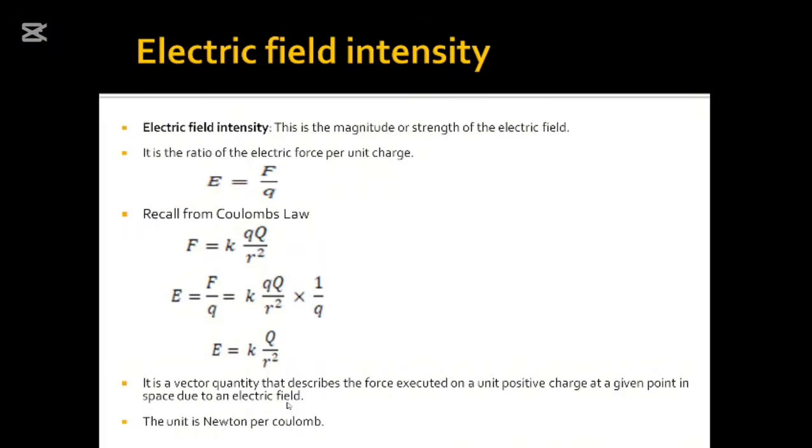So when you say distance per time, it means distance over time. When you say force per unit charge, that means force divided by charge. So, electric field intensity is mathematically defined as the ratio of electric force per unit charge. That means that E is equal to F over Q. You understand it to that point.